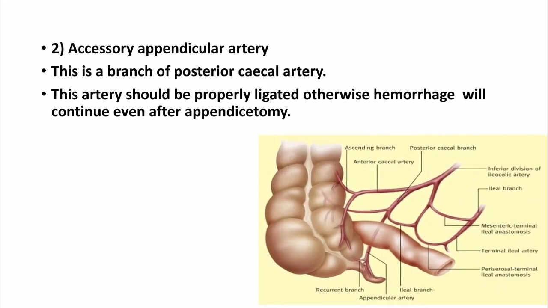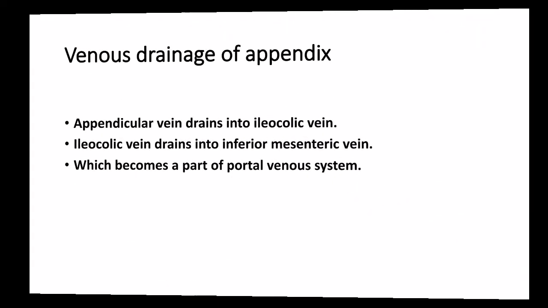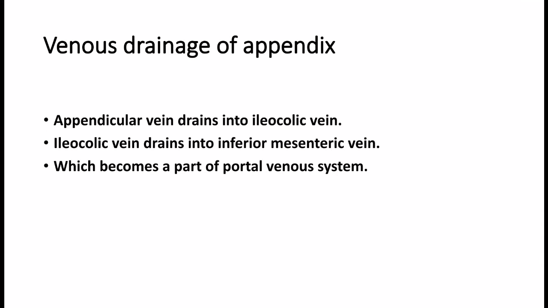2. Accessory appendicular artery. This is a branch of posterior cecal artery. This artery should be properly ligated, otherwise hemorrhage will continue even after appendicectomy. Venous drainage of appendix. Appendicular vein drains into ileocolic vein. Ileocolic vein drains into inferior mesenteric vein, which becomes a part of portal venous system.